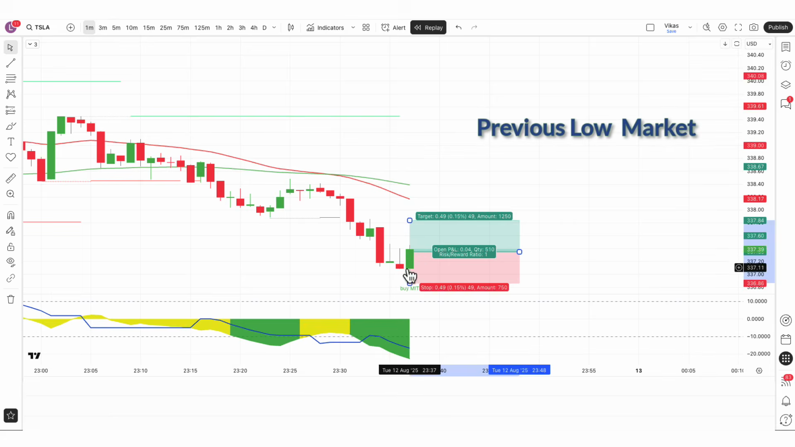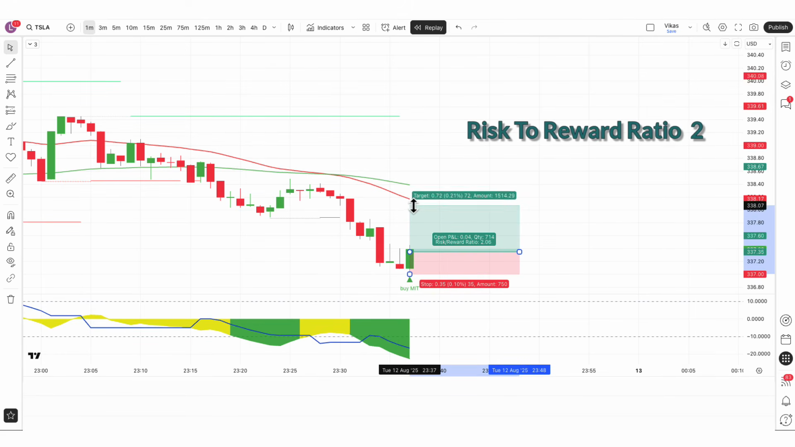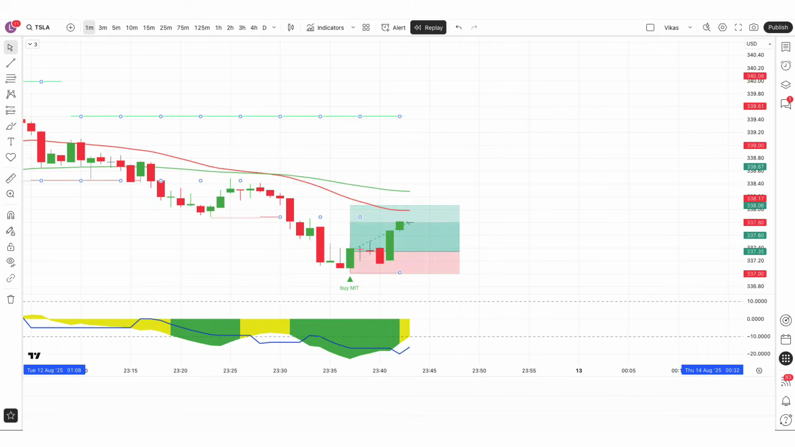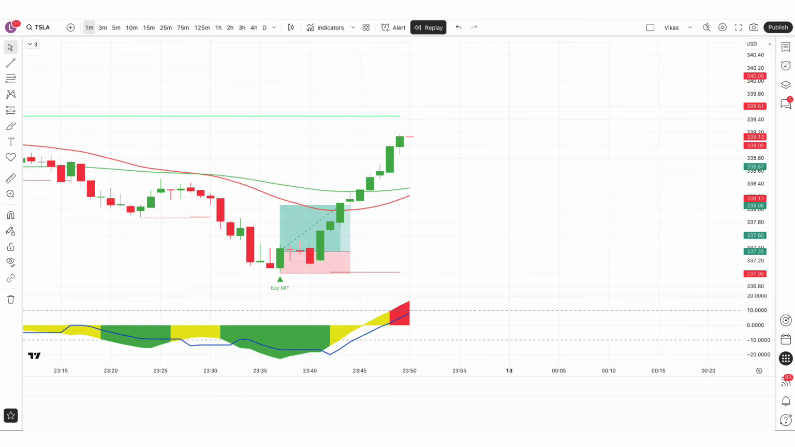Our stop loss is to be placed at the previous low of the market. And the risk to reward ratio will be 2. The market has completely hit the target. Let's find the next trade.